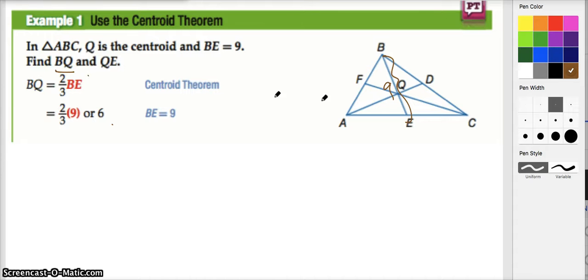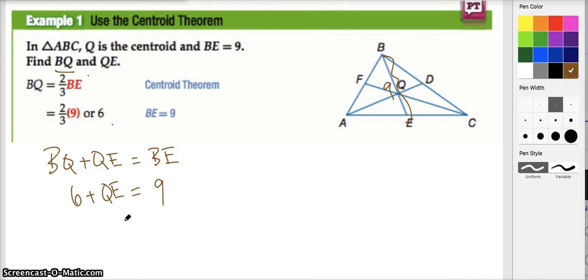We can look at it as QE being 1/3, or we can simply say BQ plus QE is equal to BE. And therefore, since BE is 9 and BQ is 6, then we can get that QE has to be 3. And so that's one way to get through this. So that relationship, 2/3 to a third, or 2/3 of the whole thing, is what we have when we deal with the centroid.